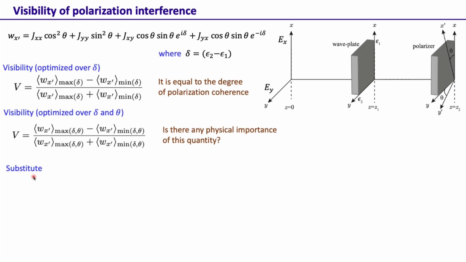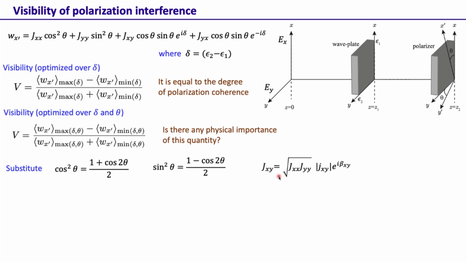Okay, so in order to do that, let's substitute these relations. For cosine square theta, we put (1 plus cosine 2 theta)/2, for sine square theta, we put (1 minus cosine 2 theta)/2, and for jxy, we write the square root of jxx jyy, the mod of jxy, and e to the i beta xy. Let's substitute these quantities in here.